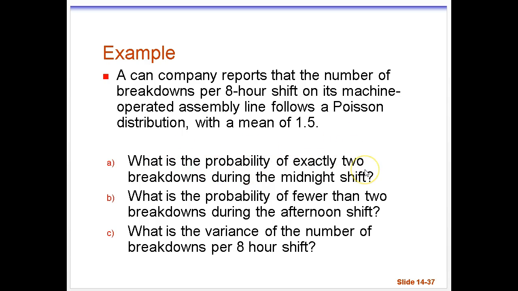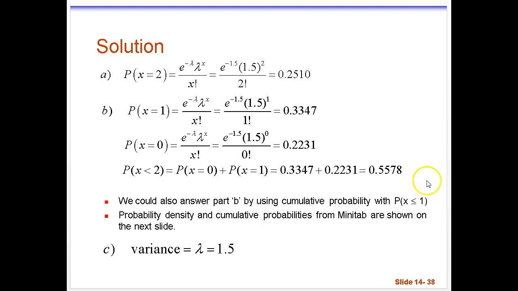What is the probability of exactly 2 breakdowns? For this one, I simply want to know the probability x is equal to 2. In part B, what is the probability of fewer than 2? Fewer than 2 is going to include 1 and 0, so for that I could use cumulative probability. And then we're asked what is the variance. On the slide above, we are given a formula for variance and standard deviation. Let's go to the next slide.